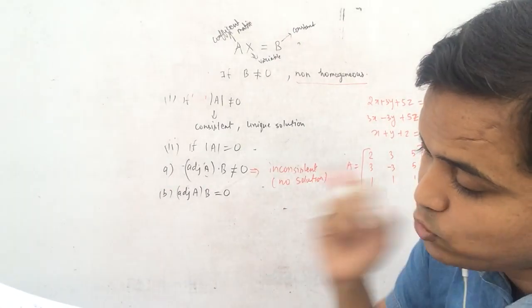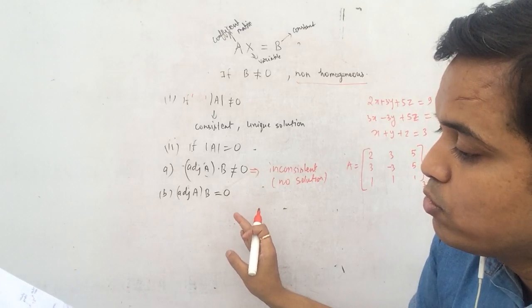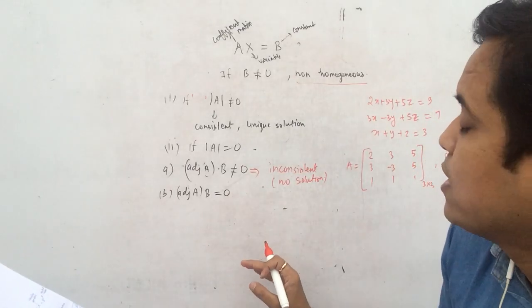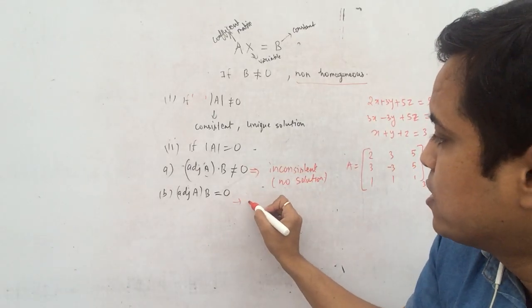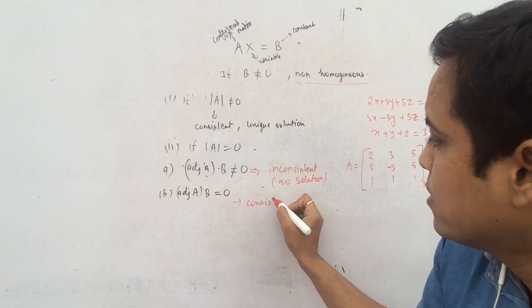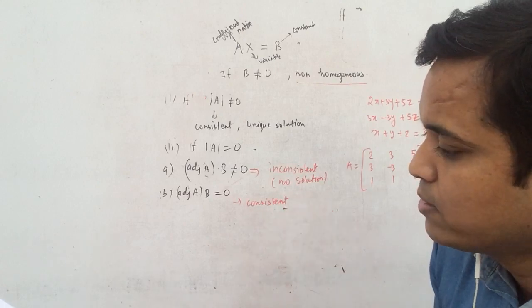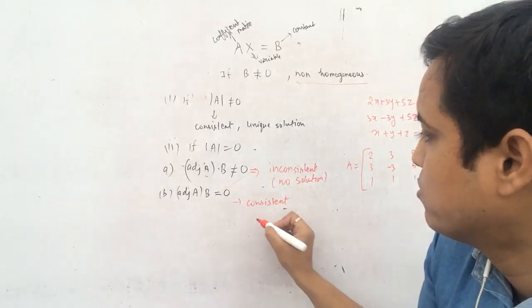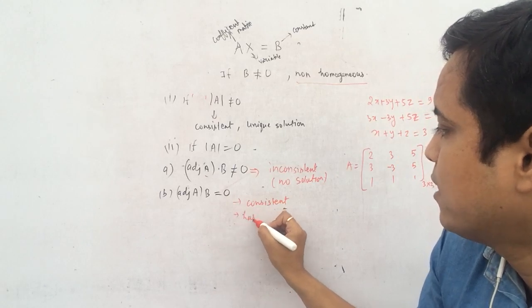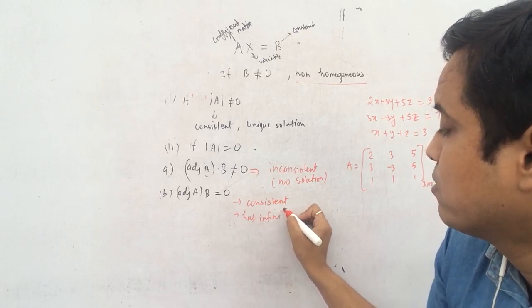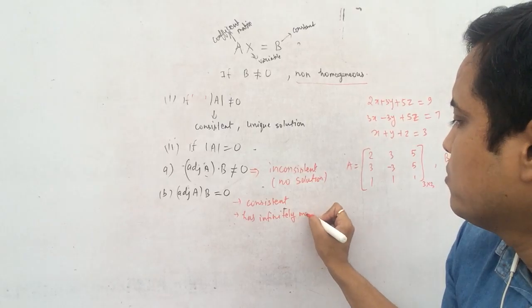And if you find adjoint of A into B equal to 0, then the system of equations is consistent and has infinitely many solutions. So learn it.